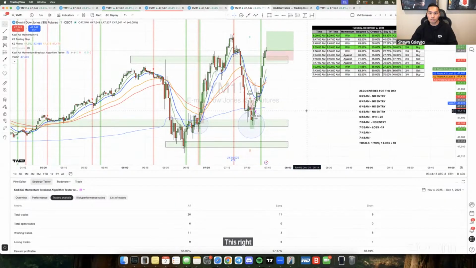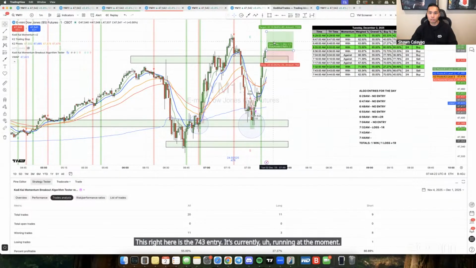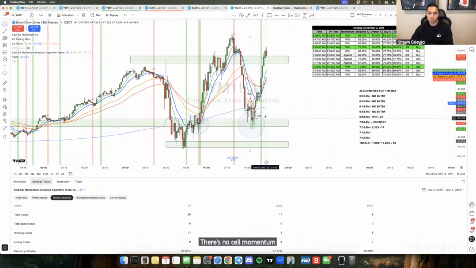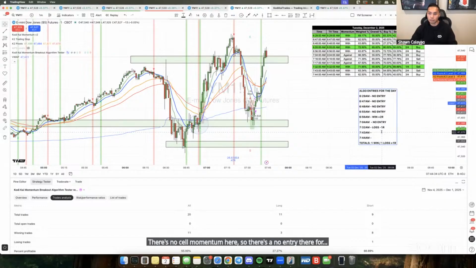This right here is the 743 entry. It's currently running at the moment. Oh no, sorry, I take that back. It's a no entry. Thanks, Paul, for the heads up. That was a sell actually. So this was with momentum. You were looking for a sell. There's no sell momentum here, so there's a no entry there for 743.